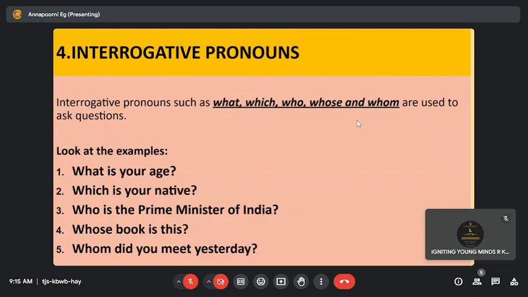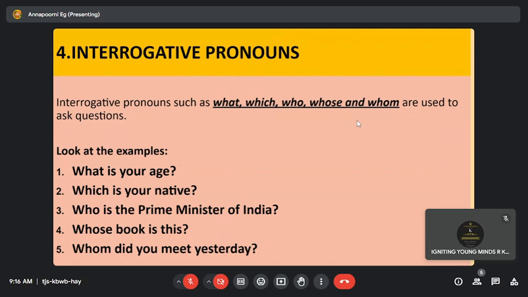Which is your native place? Who is the Prime Minister of India? Whose book is this? Whom did you meet yesterday? Okay, so whom did you meet yesterday?